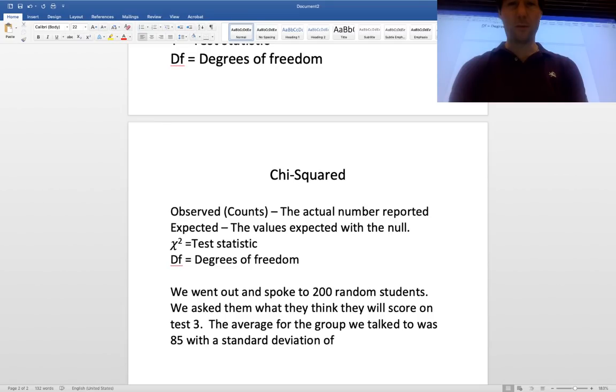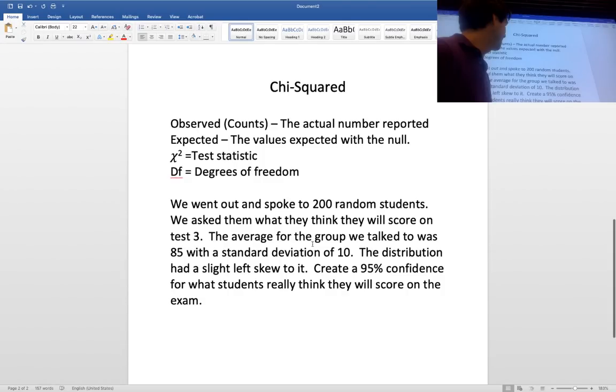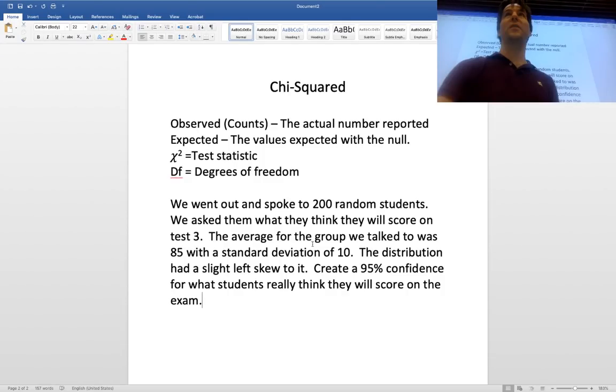Create a 95% confidence interval for, see, I don't want to give it away. I can give it away if I say this: for what students really think they will score on the exam. So I'm trying not to give away the keywords because I want you guys to try to think out the keywords. A lot of times we drop a lot of keywords on the test. If this was a test question, it'd be written a little bit differently, but I want us to think what this question is getting at in the notation of this question.